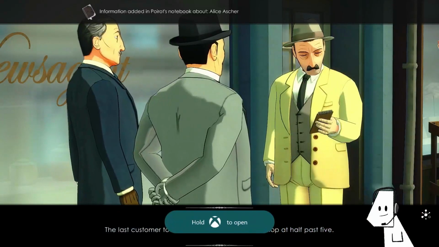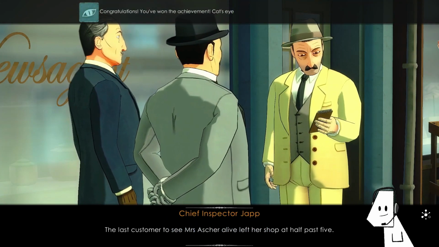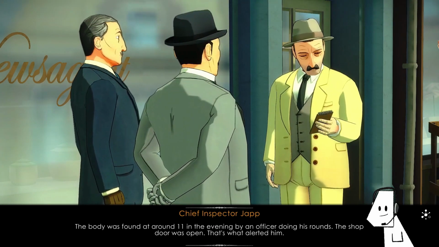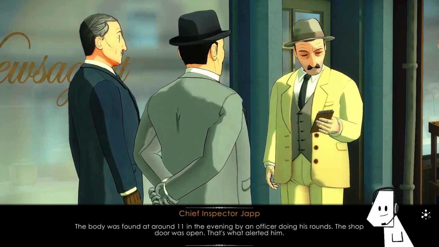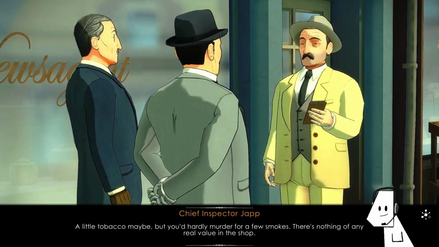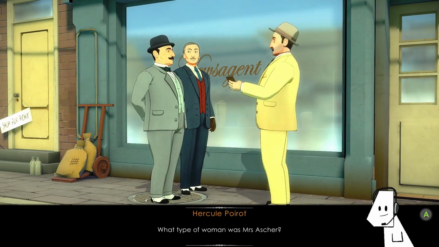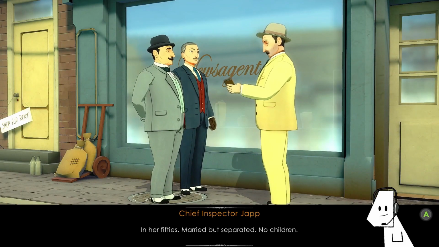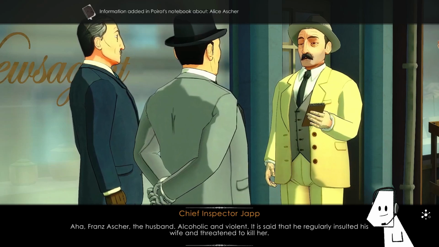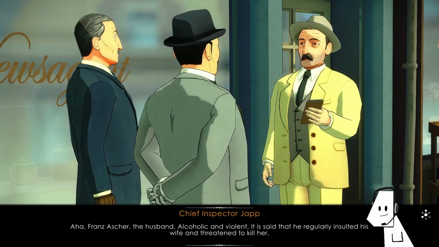stuff is popping up. The last customer to see Mrs. Asher alive left her shop at 5:30. The body was found at around 11 in the evening by an officer doing his rounds. The shop door was open. That's what alerted him. Had anything been taken? A little tobacco maybe, but you'd hardly murder for a few smokes. There's nothing of any real value in the shop. What type of woman was Mrs. Asher? In her 50s, married but separated, no children. Her husband? Aha, Franz Asher, the husband. It's always the Alcoholic husband. and violent. It's said that he regularly insulted his wife and threatened to kill her.